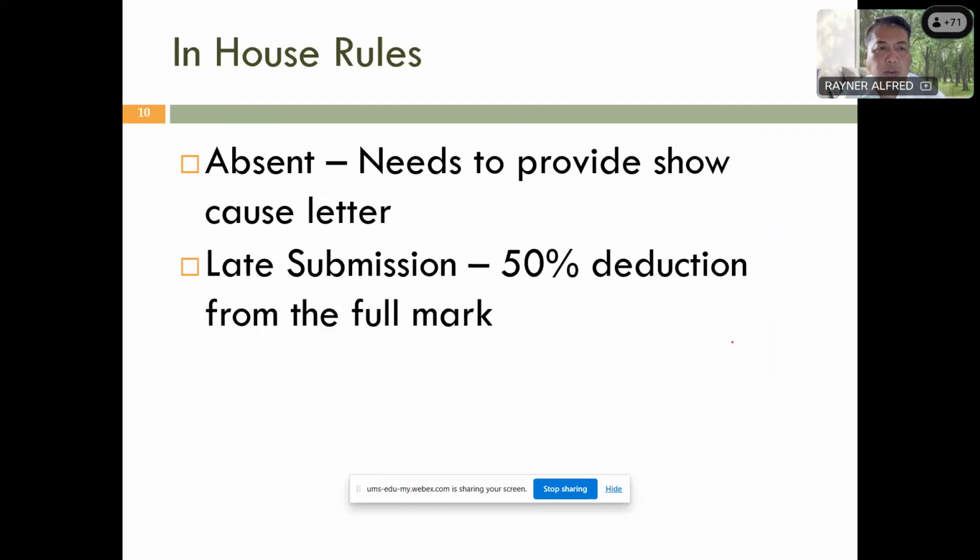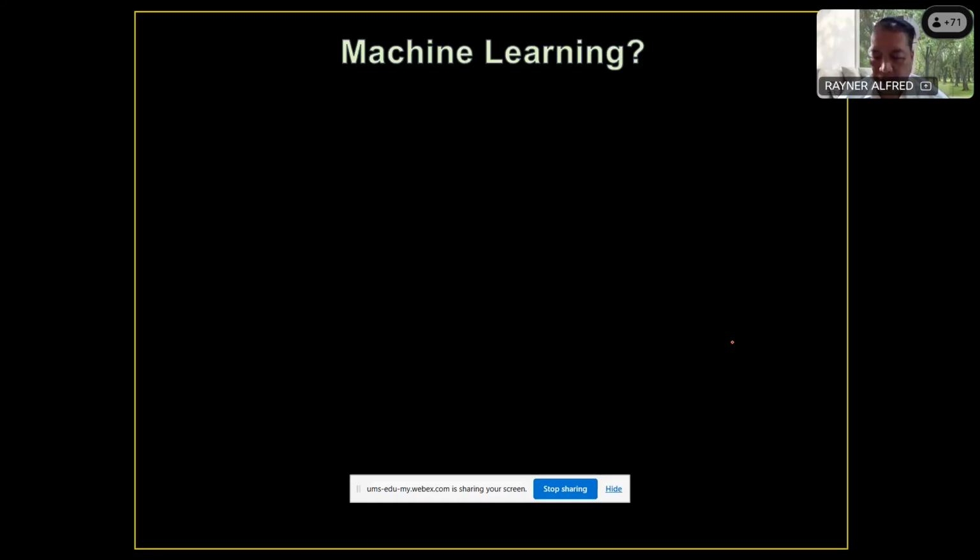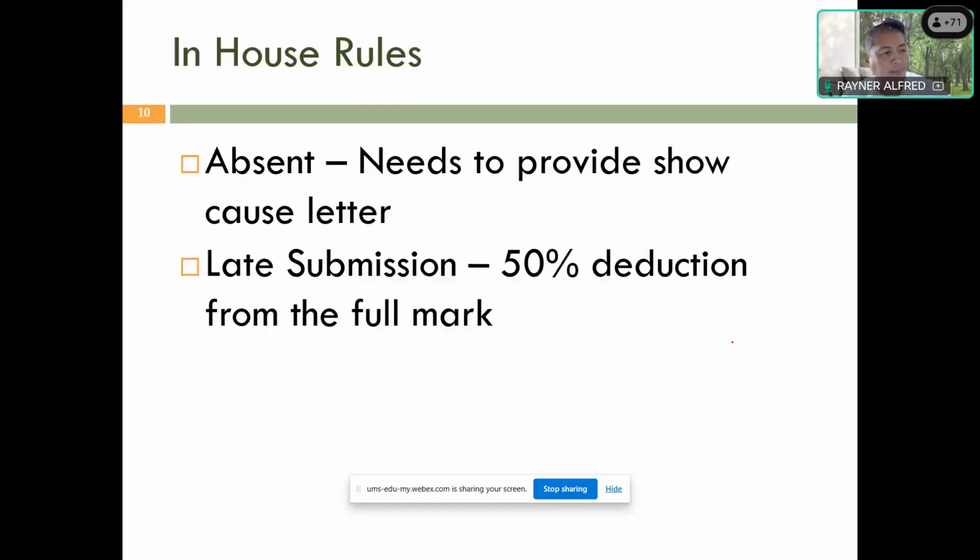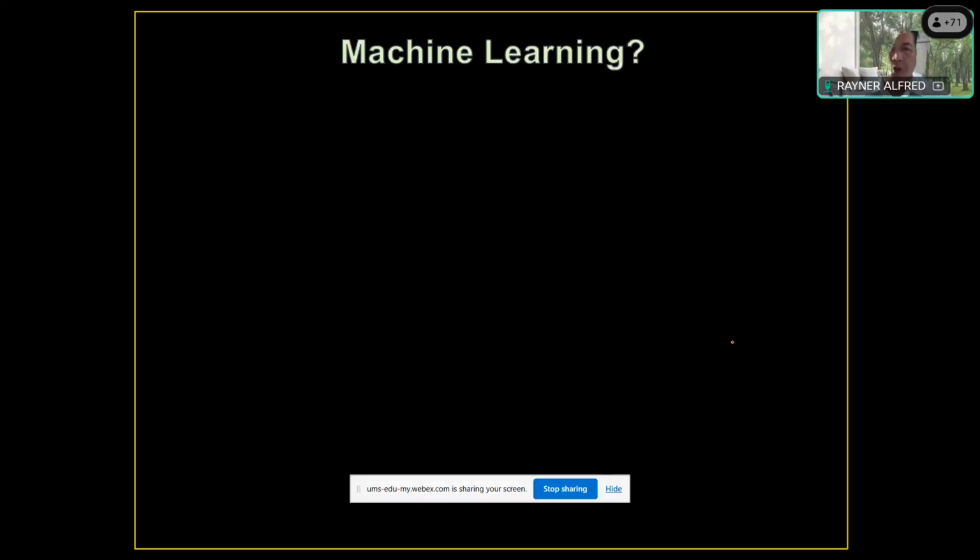Okay, so as usual, if you cannot attend the lecture, you need to provide a short course letter. Some of you may not be able to submit the assignment on time, so I allow you to submit late, but you will have a 50% deduction. Okay, any questions? No questions. Okay, so we proceed with the overview of machine learning.